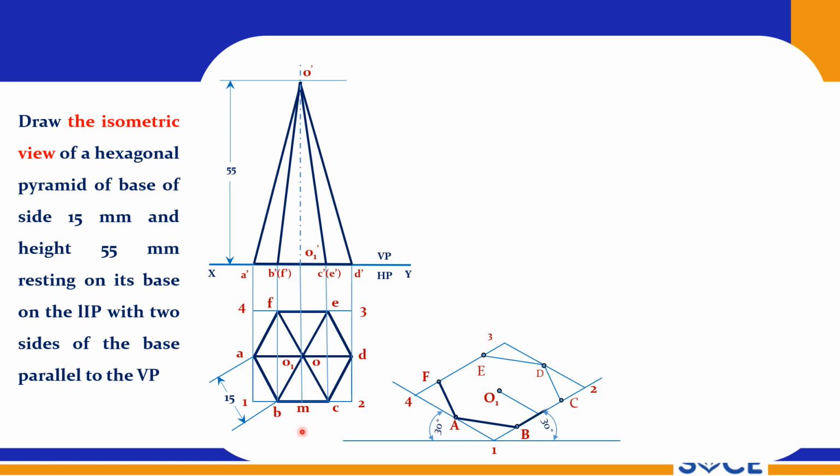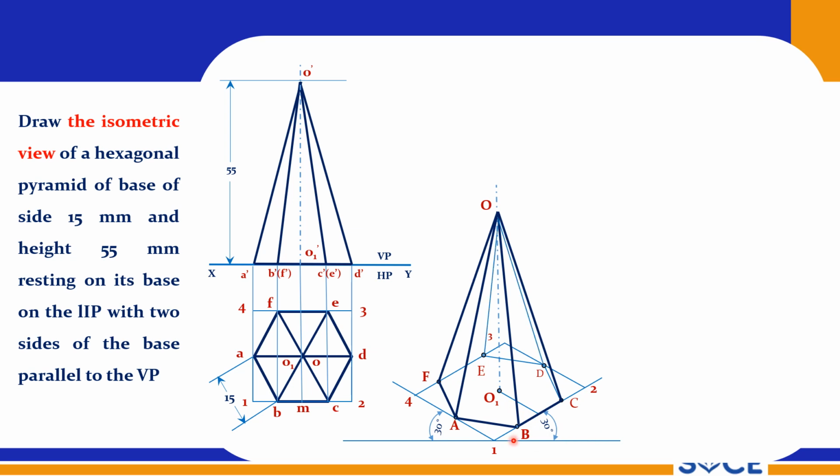So it is very simple. Mark the center point of 1 and 2, so that is my M, and from M to here you measure this distance and mark here, so that gives me O1. So this is my O1. From O1, 55 mm you draw the axis, right?